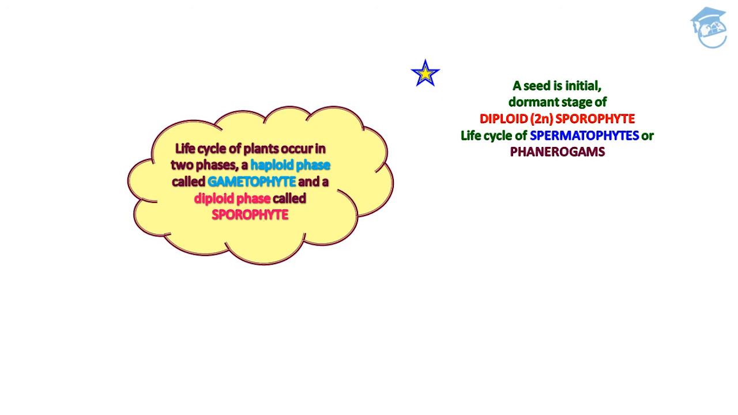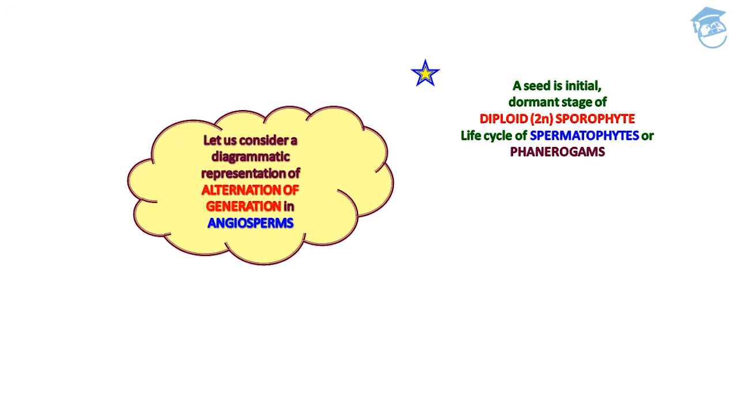I repeat, the life cycle of an angiosperm occurs in two phases. First is the haploid phase, called the gametophyte, and the other is the diploid phase, called the sporophyte. So the seed is the initial dormant stage of the diploid sporophyte stage, and of the life cycle of spermatophytes or phanerogams. So let us consider a diagrammatic representation of alternation of generations in angiosperms.